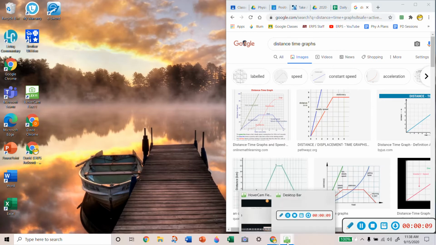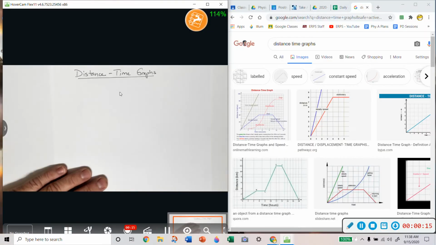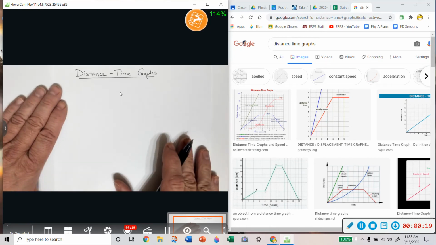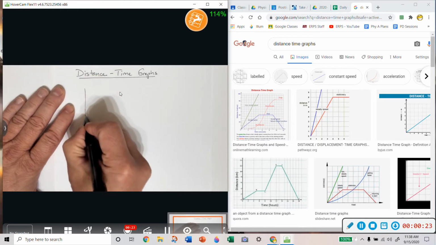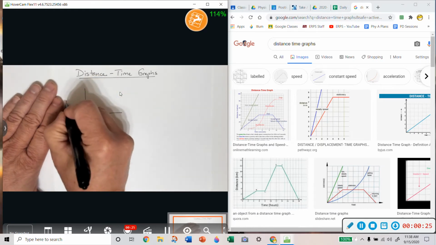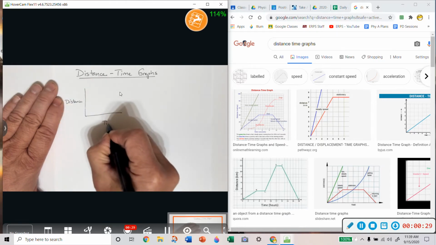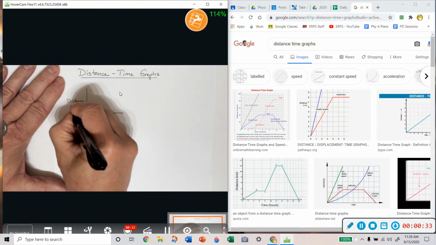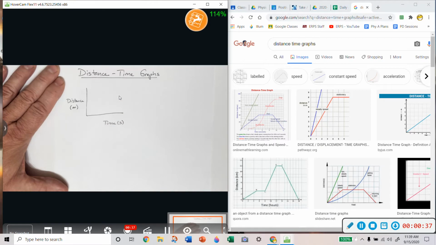So I want to start off with the idea of a distance time graph, and share with you what they are. They have quite a bit of information hidden within the graph, more than we expect. A distance time graph is simply a graph where we have distance versus time, and it's really simple. But what I want you to understand is that you need to make sure you always check the units of your graph, because graphs can always change.